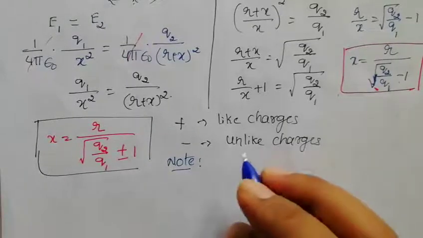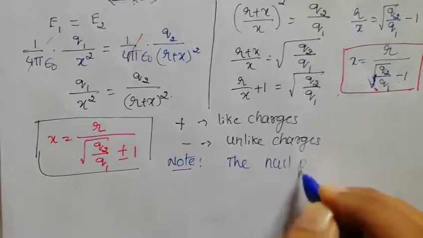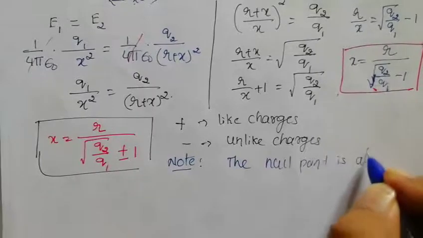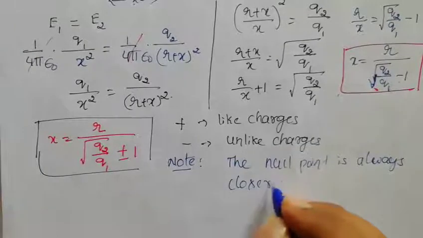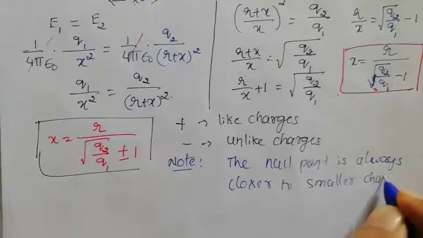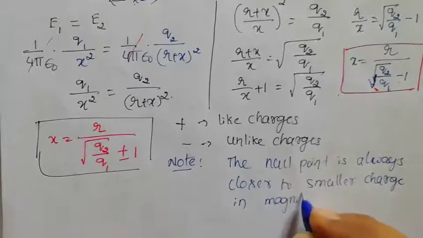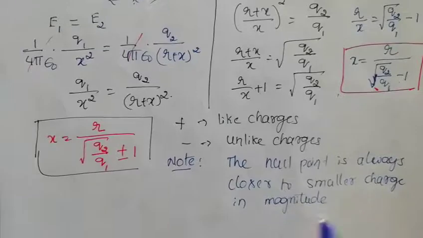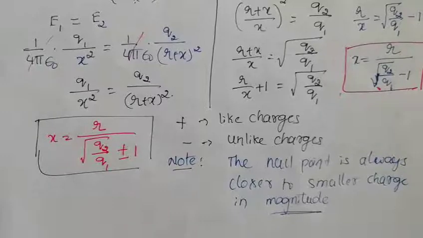So I can write here, the null point is always closer to the smaller charge in magnitude, not positive or negative, in magnitude. Okay, that is the one point you need to remember. That is a note point. So this is about finding the neutral point in the case of two charges, positive charges and negative charges.